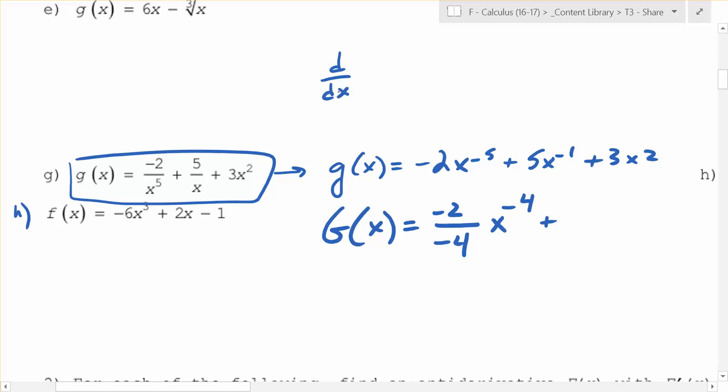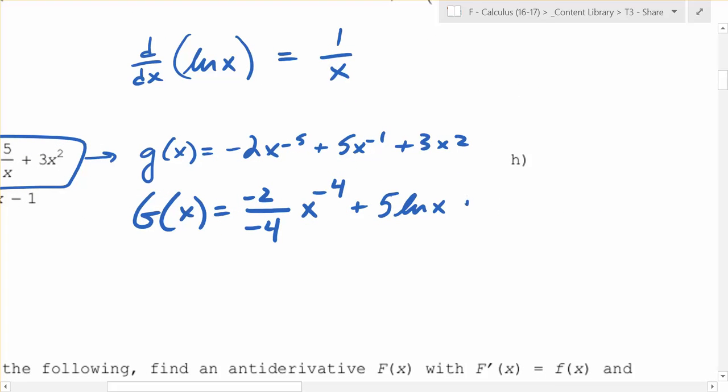The derivative of what is 1 over x? Do you remember? Maybe I didn't give this to you. I thought I did. It's ln x. The derivative of ln x is 1 over x. So what is the antiderivative of x to the negative 1? So it's going to be 5 ln x, because the derivative of ln x is 1 over x.